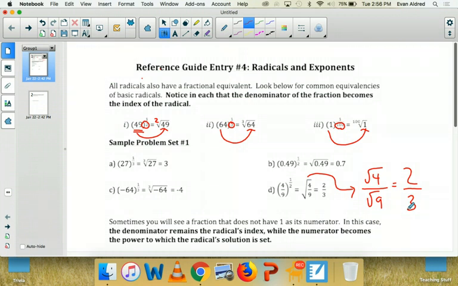And just a reminder, if the question gives you a fraction, your answer should be a fraction. Don't convert any fractions to decimals or vice versa. So even if you know 2/3 is 0.66666 repeating, leave it as 2/3. Don't make it into a decimal.